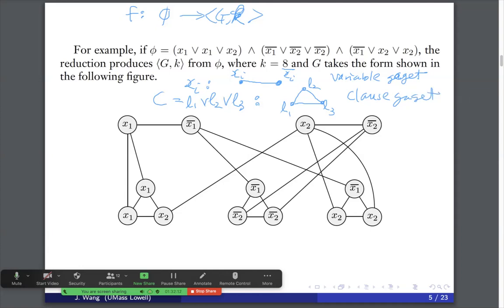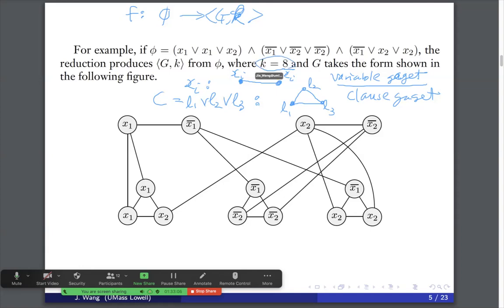Okay, then between a variable gadget and a clause gadget, we need to make some connection. The way to make it is, for each clause, you look at this literal. If this literal and this literal are the same, because this is either a variable itself or its negation, we can just make a connection to the corresponding variable or corresponding negation of the variable. That's how this graph is constructed. Then we are going to let k be the number of variable gadgets plus 2 times the number of clause gadgets. So that is what k is.